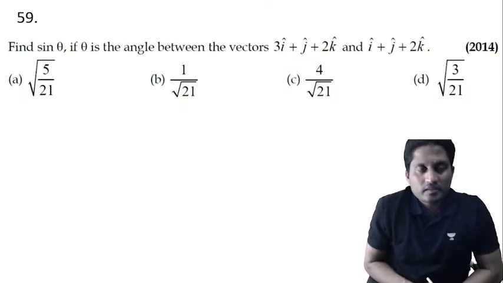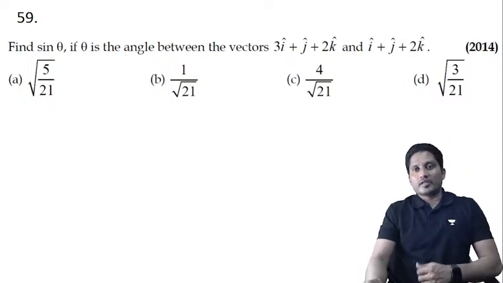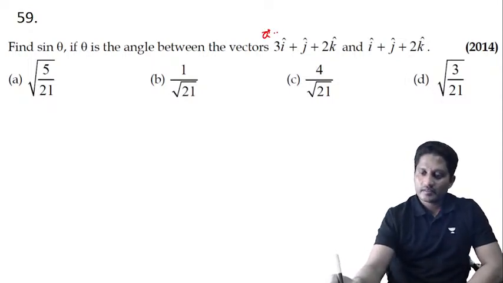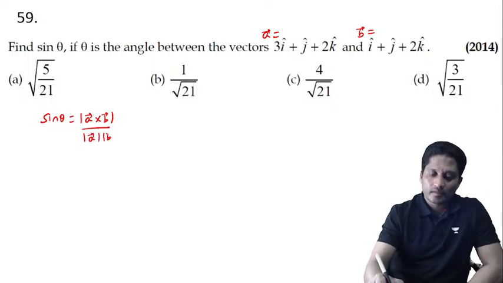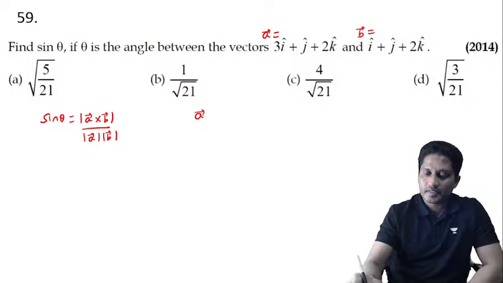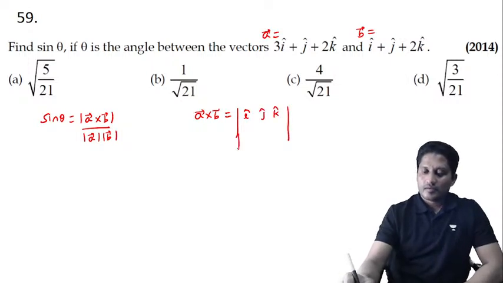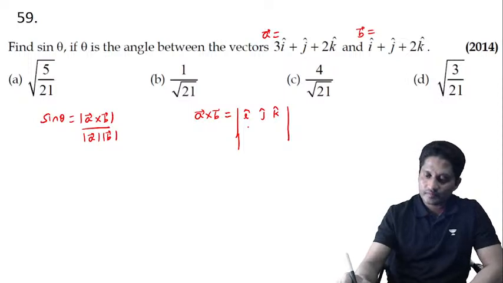Right? Question number 59. Find sin theta if theta is the angle between the two vectors. Let's say this is vector A, this is vector B. Sine of the angle between the two vectors is mod of A cross B upon mod A into mod B. First I'll find out A cross B. A cross B is the determinant with components i, j, k. Components of A will be 3, 1 and 2. Components of B is 1, 1, 2.